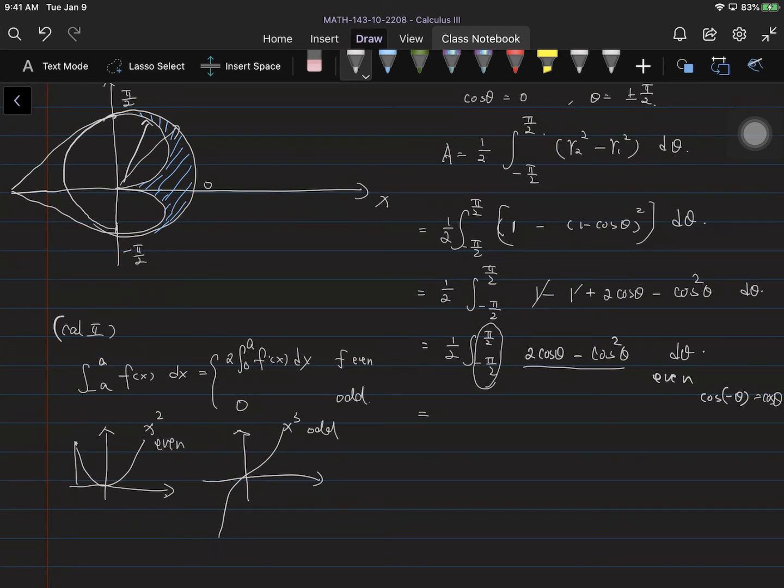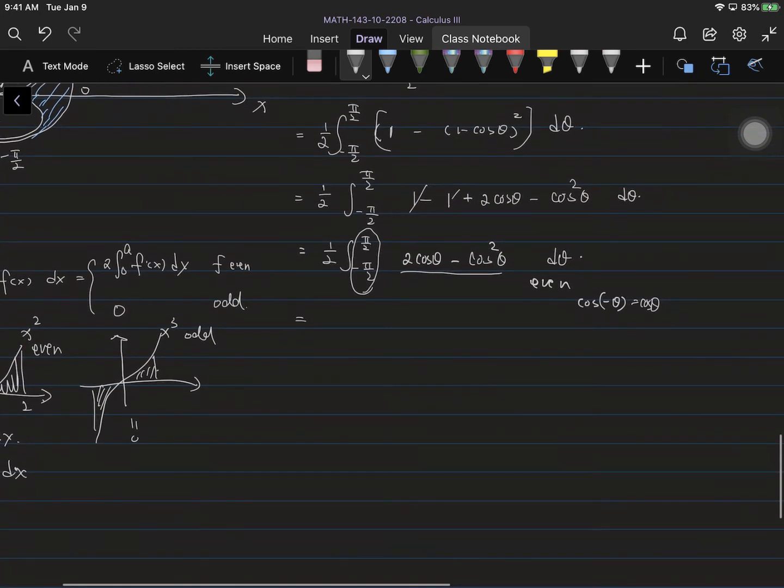So for the even function, for example, if we have the integral from negative 2 to 2 of f dx, this equals 2 times the integral from 0 to 2 of f dx, right? Because it's double of 0 to 2. And if we add those two together, one positive, one negative, we get 0. So we learned that in Calculus 2.